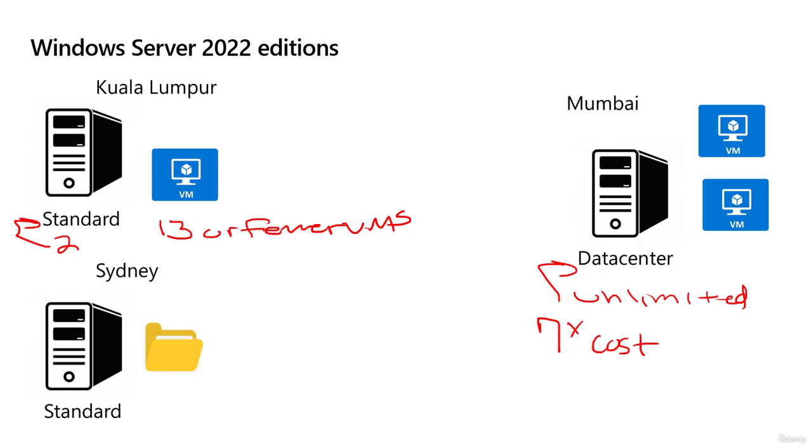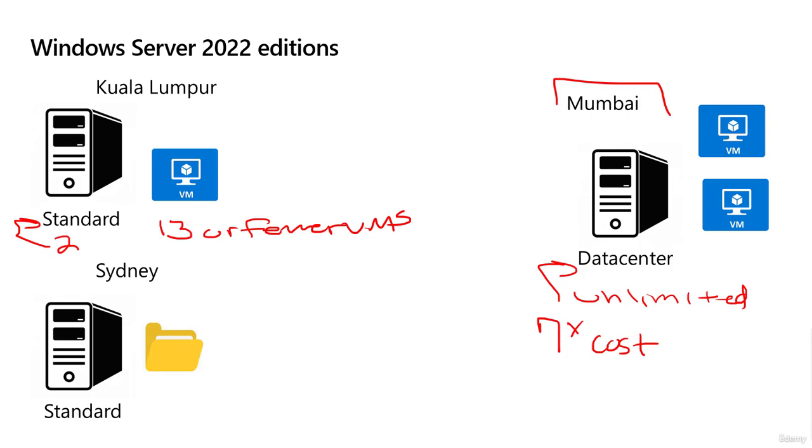Now, in most environments, you're going to have a mix of these editions. In my graphic here, my headquarters is in Mumbai. I have my physical data center there. I'm likely going to deploy Data Center Edition because I'm going to typically have a lot of virtual machines that run. So we pay that 7 times the cost for Data Center, get our unlimited virtual licenses.